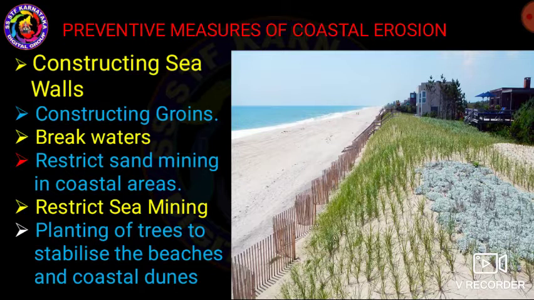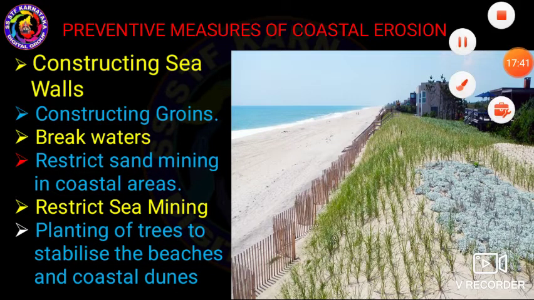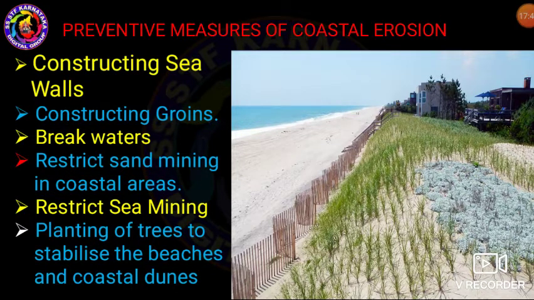Once again I repeat, the preventive measures of coastal erosion: one is construction of sea walls, then construction of groynes, then breakwaters, restrict sand mining in coastal areas, planting of trees, and stabilize the beaches and coastal dunes. These are the preventive measures of coastal erosion. Understand?